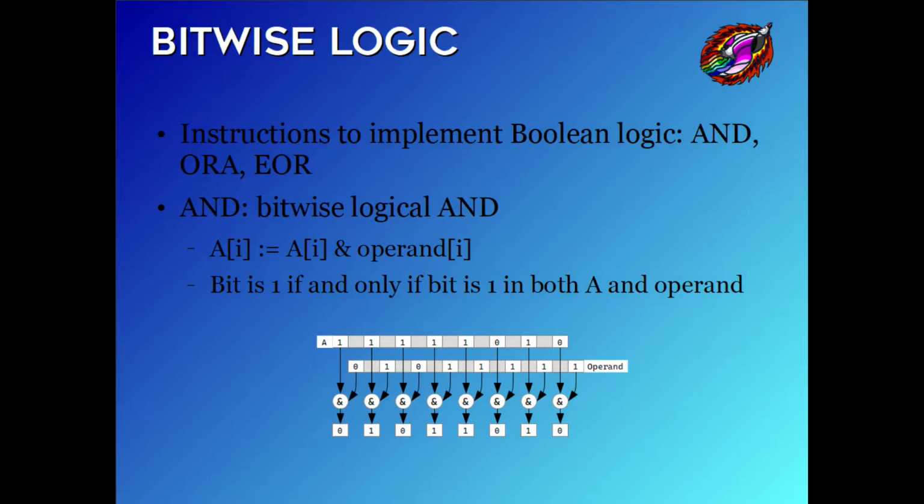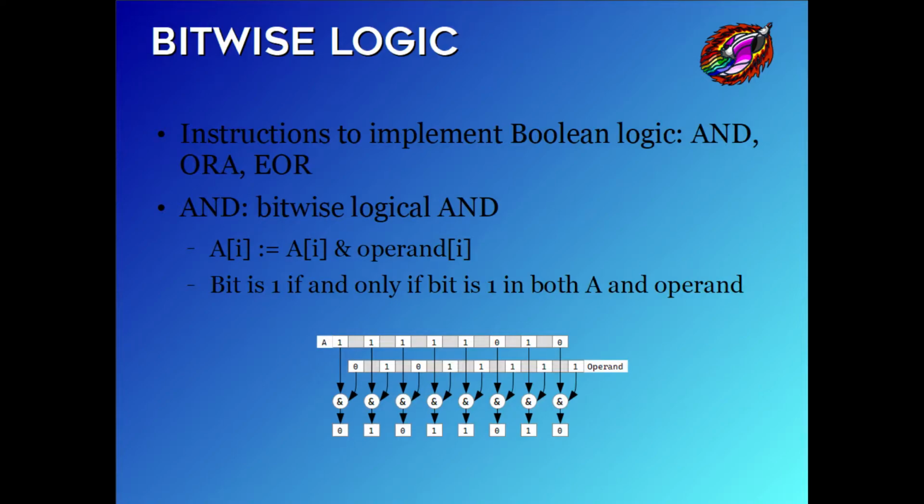These operations exist in most programming languages. In C, for instance, there's the AND, the ampersand operator, the vertical bar operator, and so on. And the 3 instructions we have here are AND, ORA, and EOR. So the first one here that I'll look at is bitwise AND.